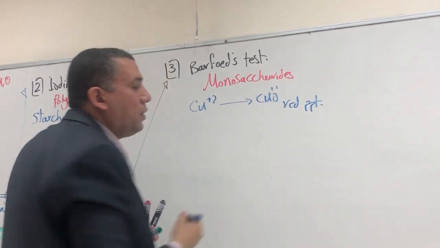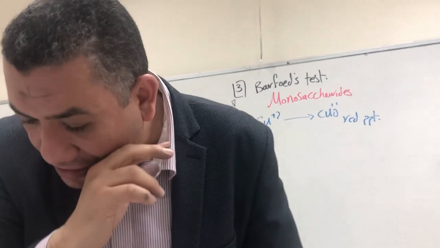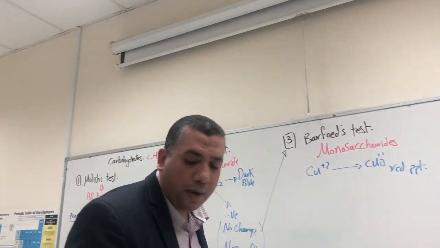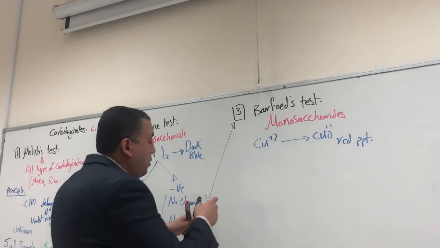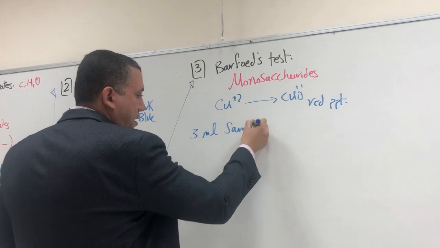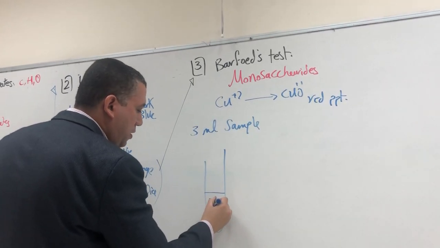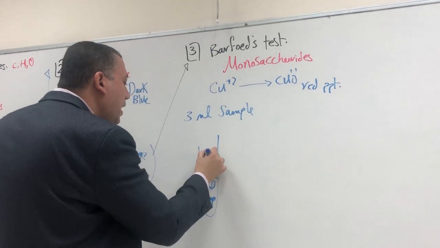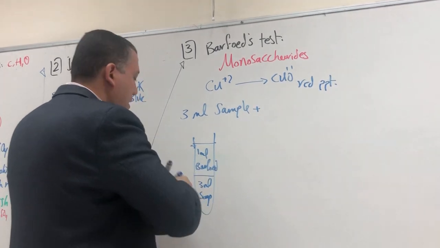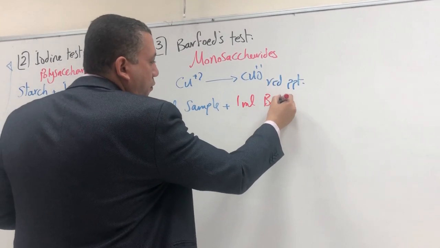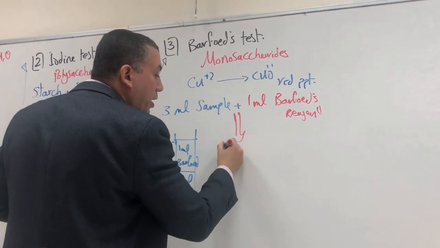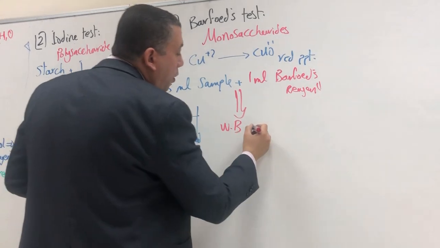precipitation. So in this case, what I will do is take 3 ml of the Barfoed reagent and 1 ml of the original sample and keep it in the water bath for 5 minutes. So I will take 3 ml of the Barfoed reagent in the tube here, plus 1 ml of your sample, and I will keep it in a boiling water bath for 5 minutes.